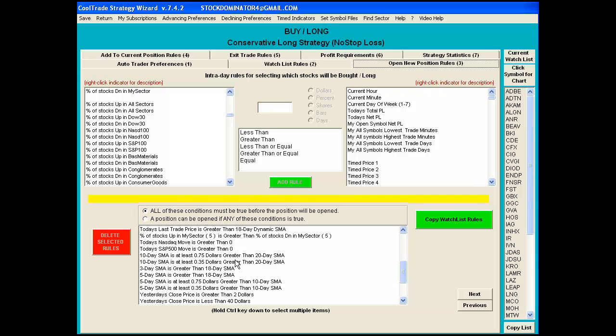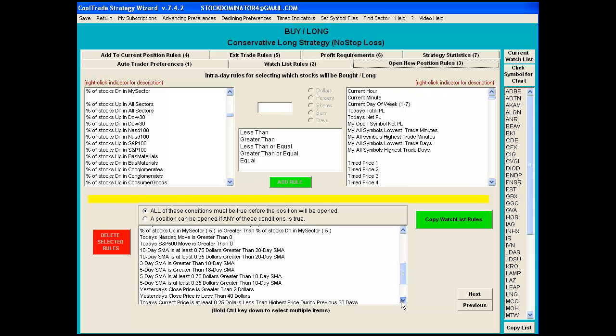Unless you're really looking for 35, that 75 would affect you because it's going to eliminate certain trades from occurring that would otherwise occur. And yesterday's close price is greater than $2 and less than 40. So this is only going to buy stocks between $2 and $40.